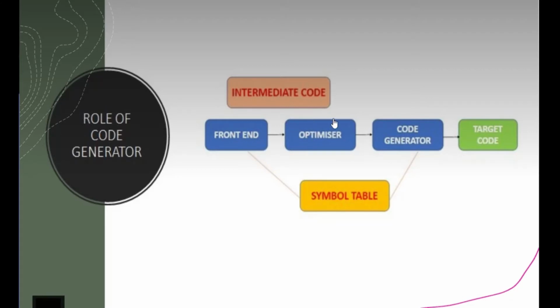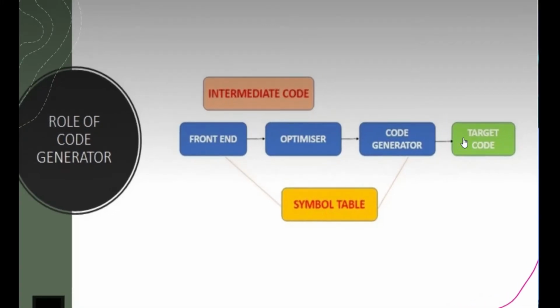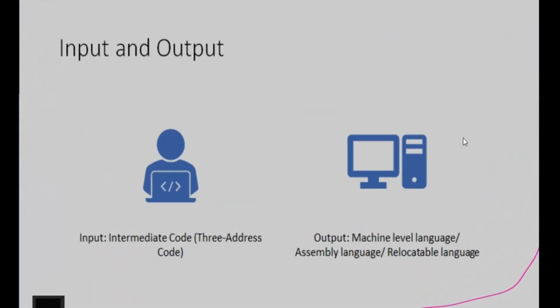Before the code generator, we use an optimizer, and this optimizer is used to optimize the code to be generated. It tries to remove all the unnecessary blocks of code, and it produces efficient and faster running code, and that code is provided to the code generator, which in turn generates the target code. So the target code is the output of our code generator. The input of our code generator is an intermediate code, that is the 3 address code, and the output is a machine level language or assembly language or a relocatable language, that is our target language.